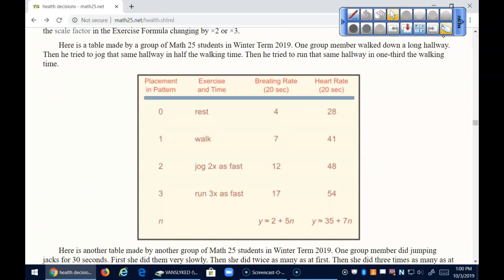Another group of students decided that they would always go the same distance. They would just go faster and faster. So they went from one end of the hallway to the other. When they were resting, that would be like a 0 baseline. Then they walked the entire hallway. They timed it. Then they tried to jog that twice as fast as the walking, and then run it 3 times as fast as the walking. And they managed to get a pattern for both. So that was pretty remarkable.